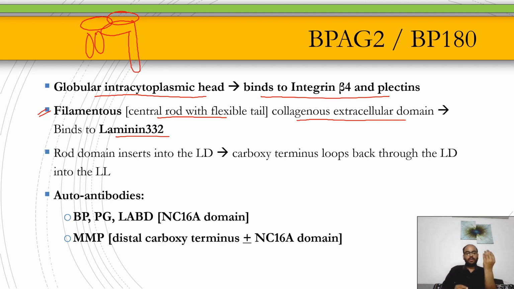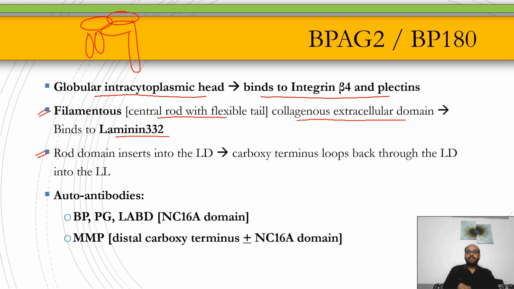Remember, what essentially I'm trying to say is that plectin and BPAG1 form a complex. The complex attaches itself to bullous pemphigoid antigen 2, and this antigen 2 also attaches the integrins on the side. And since bullous pemphigoid antigen 2 is a hockey-shaped molecule, it will go downwards and attach to the laminin 332 present in the lamina densa. Clear? We will show you an image and it will be easier to understand.